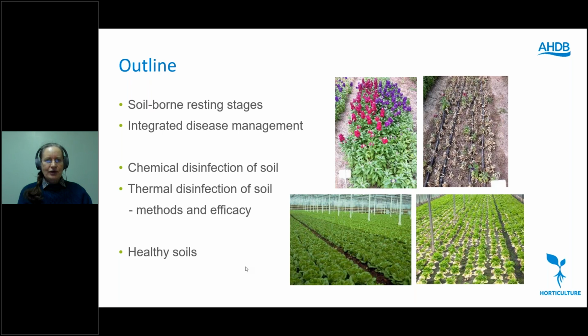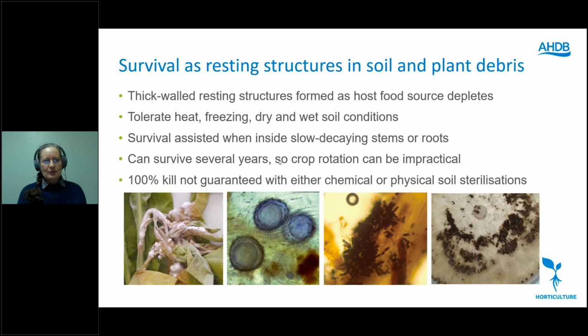So first off, survival as resting structures in soil and plant debris. The resting structures are thick-walled and they're formed as the host food source depletes. So they'll tolerate heat, freezing, drying and wet conditions. And particularly if they're inside slow decaying stems or roots, they can survive for some time. In fact, this can be several years. So crop rotation can be impracticable. One thing to note though is if you're doing chemical or physical soil sterilizations, that 100% kill isn't guaranteed and is probably quite unusual. So some pictures there of resting stages developing.